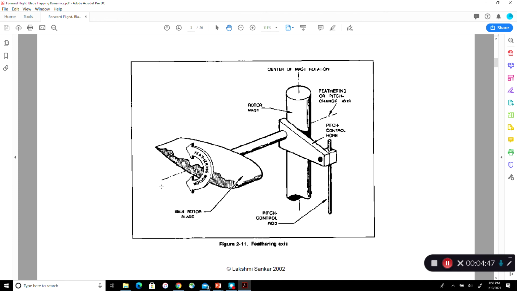All right. So this, by the way, is called the feathering axis. This is the shaft axis. And this is called the pitch horn. This is called the pitch link. Remember, the blades are producing tremendous aerodynamic forces and moments. So if the blade is producing a large nose-down pitching moment, say due to dynamic stall, then it's going to compress this rod.